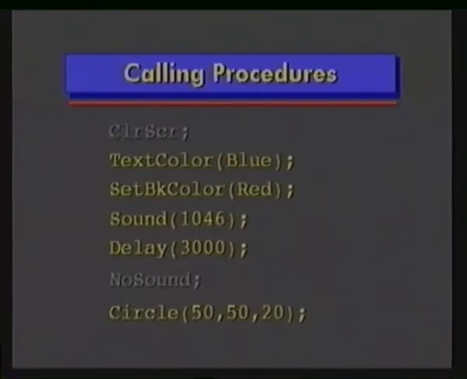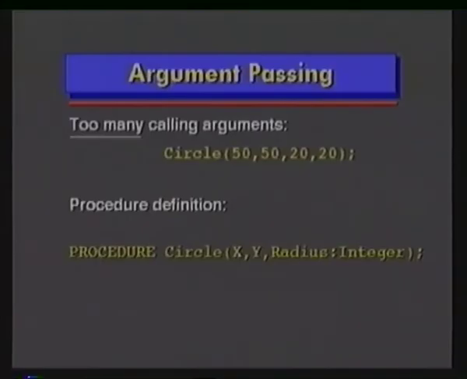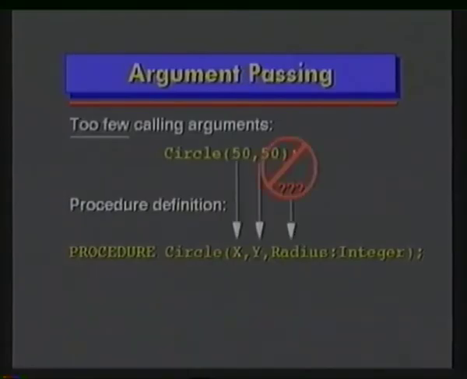There are some important things to note here. First, position in the list counts. The compiler matches the first argument in the list with the first parameter in the procedure's definition, the second argument with the second parameter, and so on. If you attempt to call a procedure with too many or too few arguments, a compiler error will result.